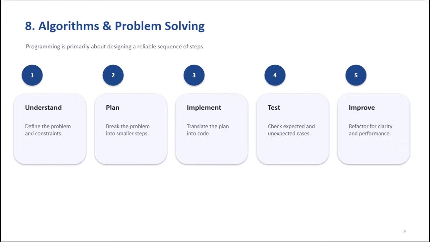Algorithms and problem solving. Programming is not only about writing code. The most important skill is learning how to solve problems. An algorithm is a sequence of steps designed to solve a specific problem. First, we need to understand the problem and its requirements. Then, we break the problem into smaller and more manageable steps. After that, we implement the solution in code, test it, and improve it. Good programmers spend time thinking about the solution before writing large amounts of code.